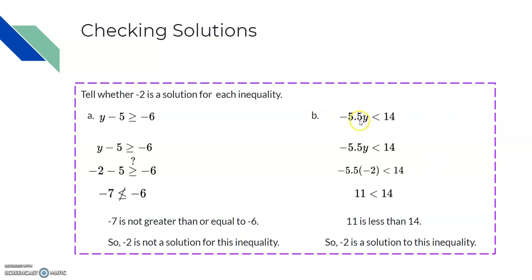For B, we have minus 5.5y is less than 14. Now we're going to substitute minus 2, and we get 11 is less than 14, which is correct. So therefore, minus 2 is a solution to this inequality.